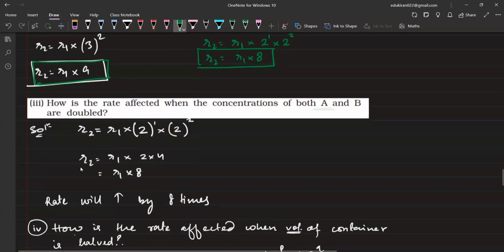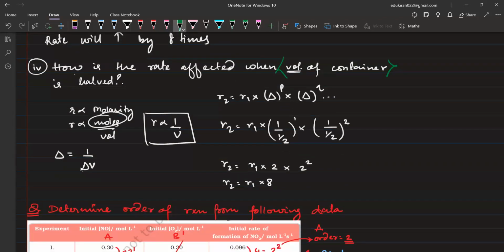Now, how is the rate affected when the volume of container is half? These kinds of questions can also come, not regarding increasing concentration, but rather decreasing the volume or increasing the volume. So how is the rate affected when the volume of container is half? Here look, we have R, that is directly proportional to molarity. Molarity is moles upon volume. So R is proportional to 1 upon V. So what change are we making? We are changing the volume, so the change we will write as 1 upon delta.